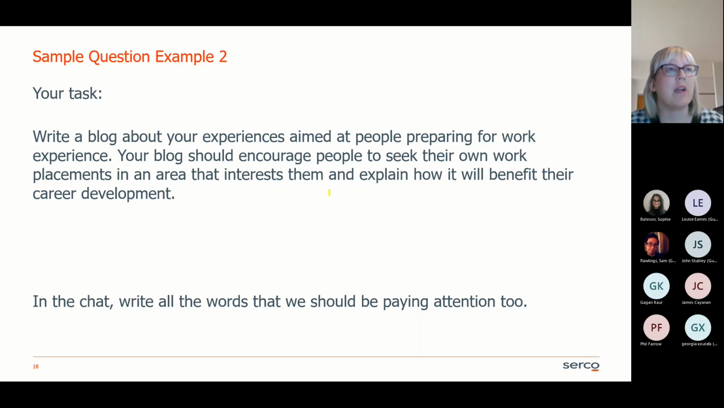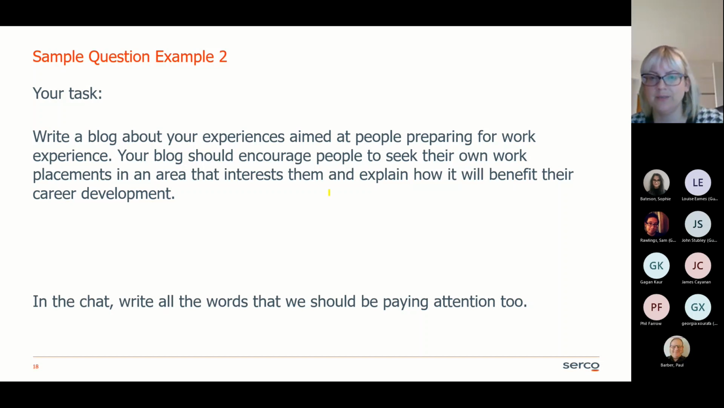Again, if you write in the chat the words that we're going to pull out of this task title, these are things that we're going to write down in our plan, because these are the important words we're going to be talking about. So we've got blog, lovely. First one, again, it follows the same sort of pattern. It's telling you what format we're going to be writing it as.